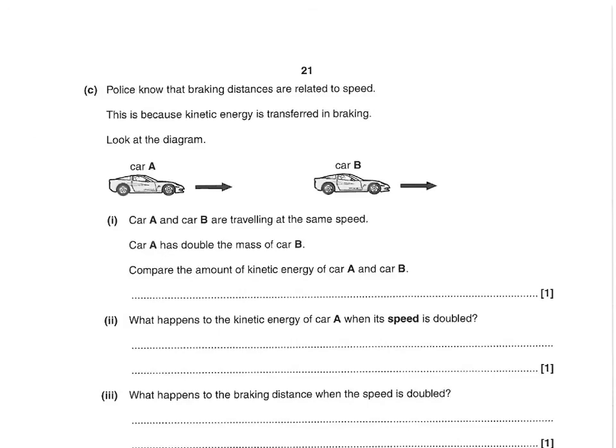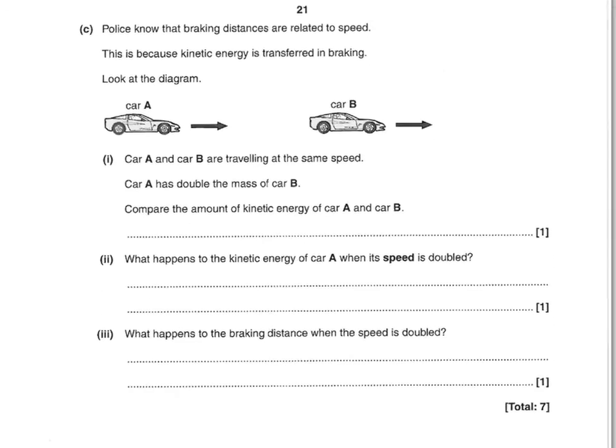Next question says, police know that braking distances are related to speed. This is because kinetic energy is transferred in braking. Look at the diagram. Car A and Car B are travelling at the same speed. Car A has double the mass of Car B. Compare the amount of kinetic energy of Car A and Car B. So remember that kinetic energy doubles because mass is doubled. So all you have to put here is it doubles.